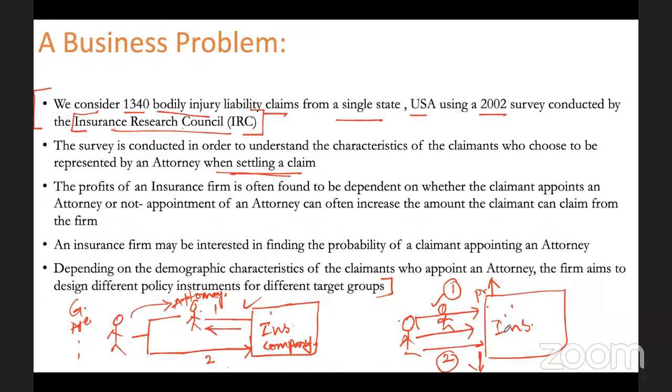Now, upfront, before selling any insurance policy to a customer, the insurance companies want to understand whether this customer is going through the first path or the second path. If the customer is going through the first path, then they'll have different policies altogether, with higher premium rates for this kind of customer. Otherwise, they'll have different plans or policies for the second category of customers, and the premium rates are also low. So this is the whole objective of this business problem.